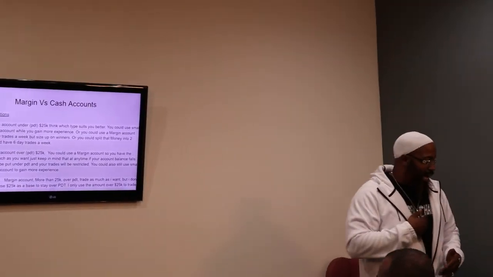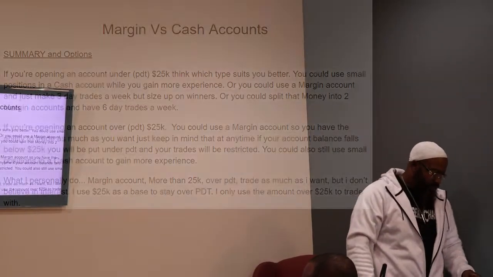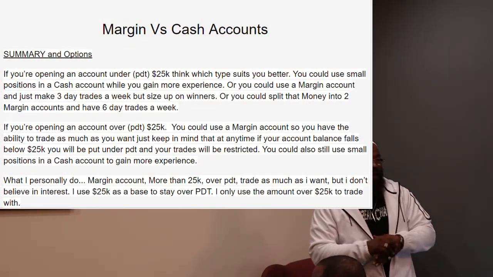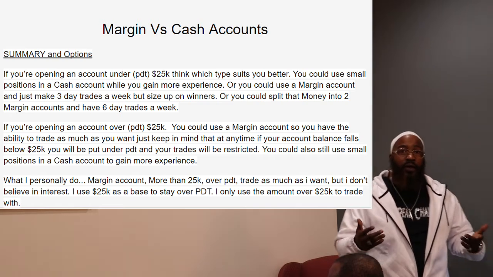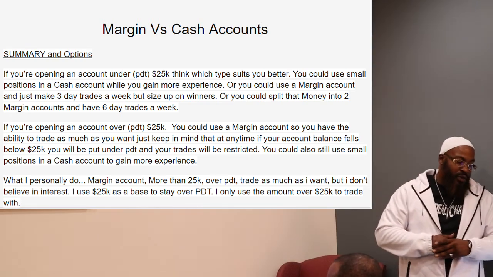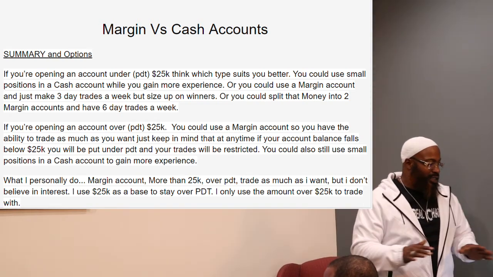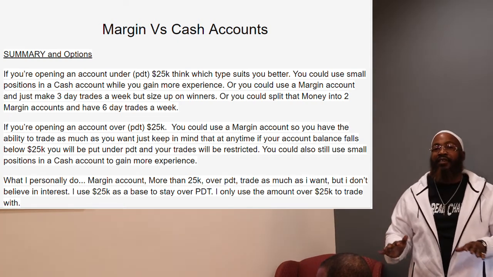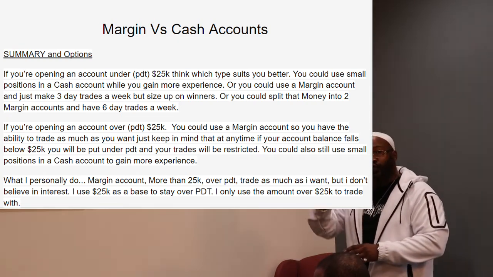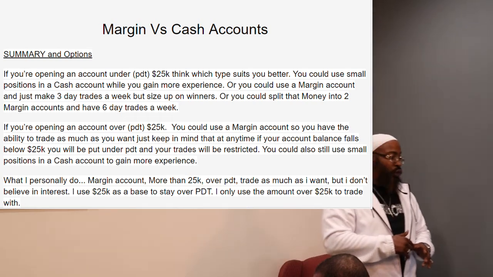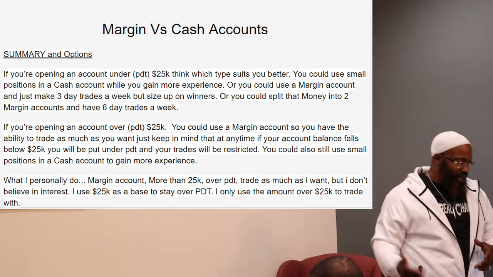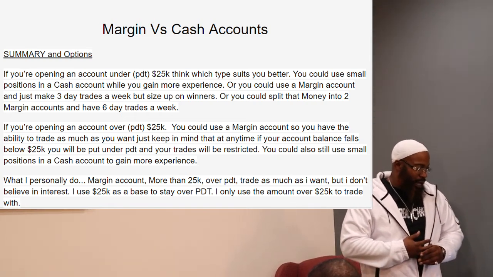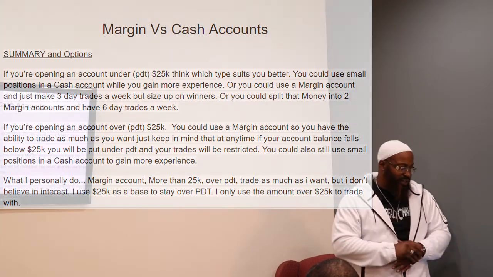Now, what do I personally do? I personally have a margin account with more than 25,000 in it. So I'm over the PDT. I trade as much as I want, but I don't believe in interest. So I use the 25,000 to keep my account above PDT and so that I can trade as much as I want. Let me give you an example.